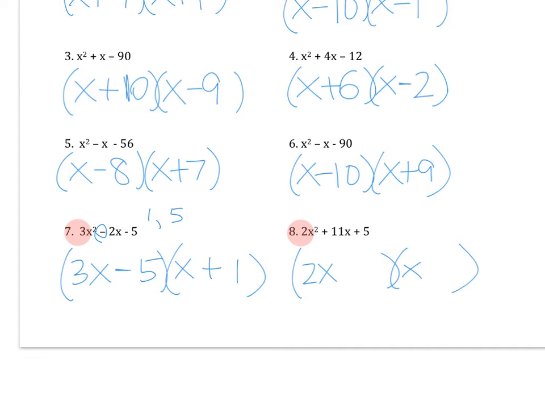Same thing here. Where's the 5 and 1? These are both pluses. Where's the 5 and 1? Because that's the factors of 5. Where are they going to go so that FOIL added together will give you 11? And really all you can do there is trial and error.